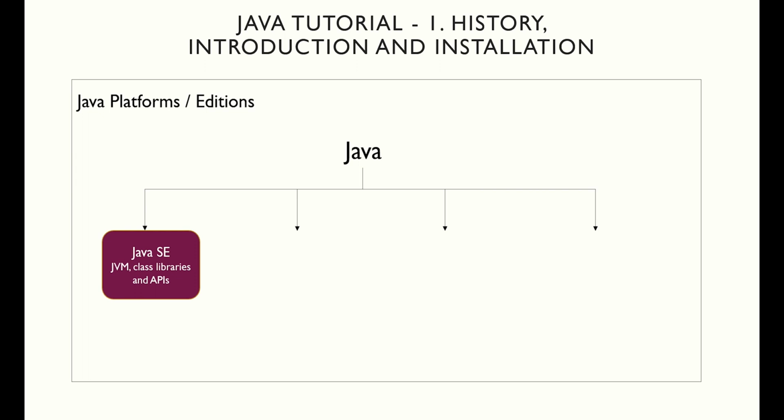First, Java SE, Java Standard Edition. Java SE consists of the JVM, class libraries, and APIs that are essential for the core functionality of the Java programming language. JVM stands for Java Virtual Machine and API stands for Application Programming Interface. The classes and libraries define the basic types and objects of the Java programming language, high-level classes to perform various things, and everything that is necessary for Java.